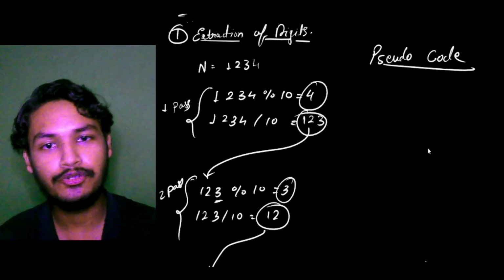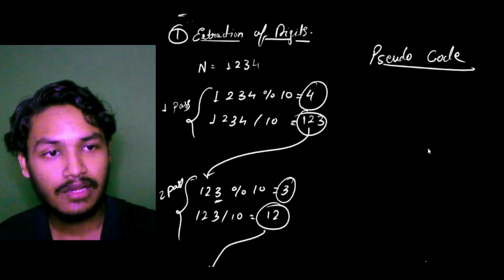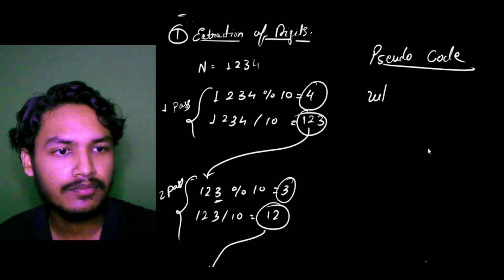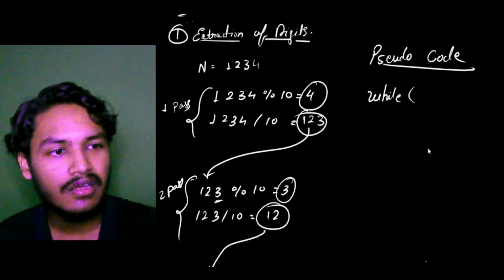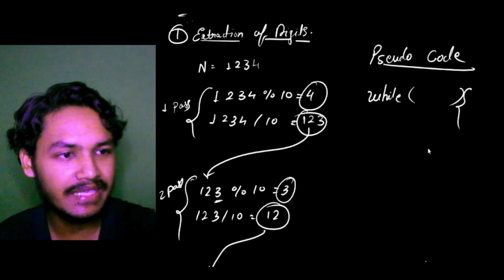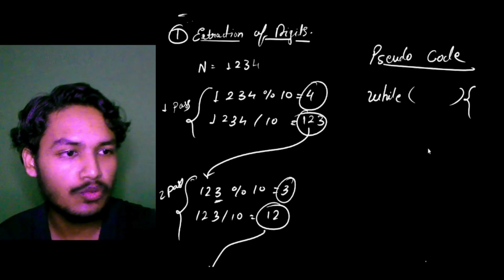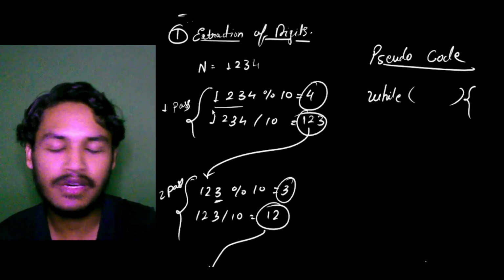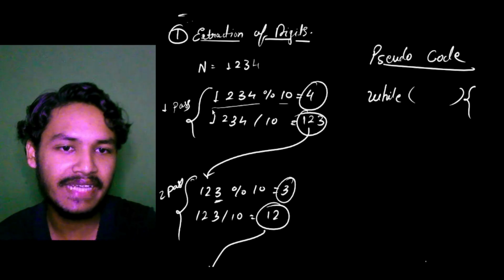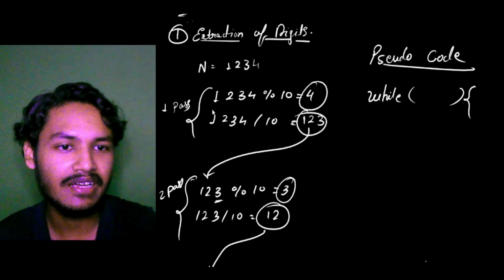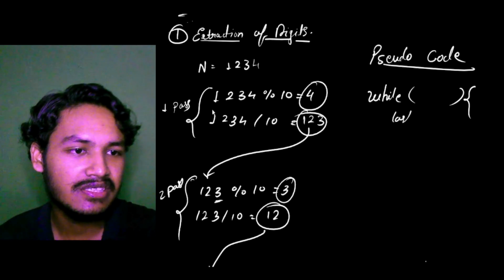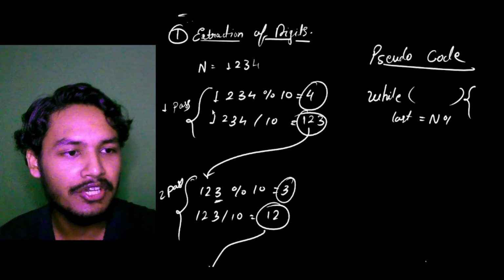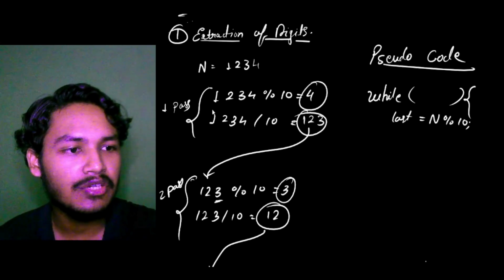So what we can do is implement a while loop, and we will give some condition to this. In this while loop, as you can see here, we are taking the modulus of the input number by 10, and we are getting the last digit. So the last digit will be the input n modulus 10.